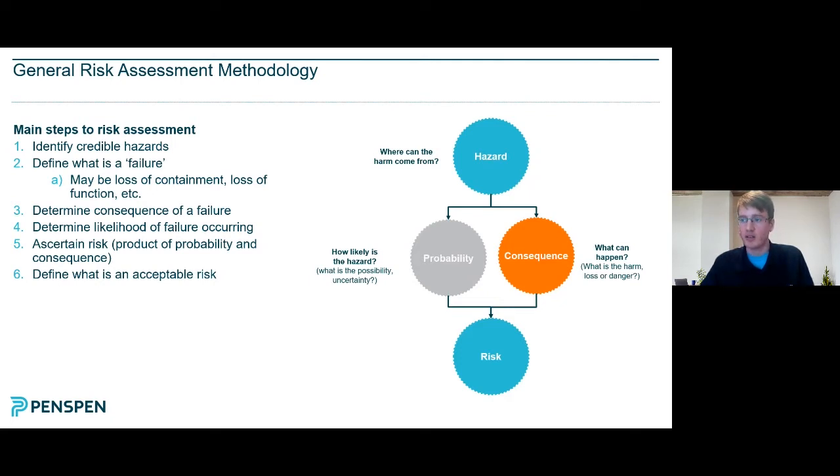The next step then is to determine the likelihood that failure could occur, and then there's some computation there to determine what the risk is, the product of those two values. And then finally, but importantly, is to define what then is an acceptable risk. You have this output from your process, from your flowchart. You need to make sure that is acceptable, and if it isn't acceptable, then what further mitigations do you need to put in place?